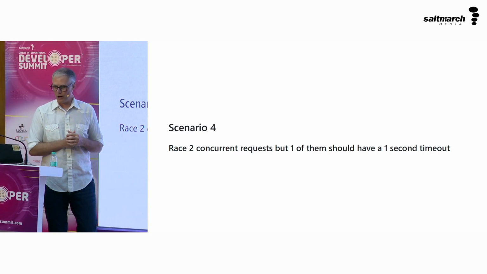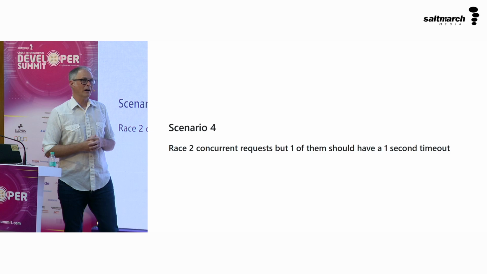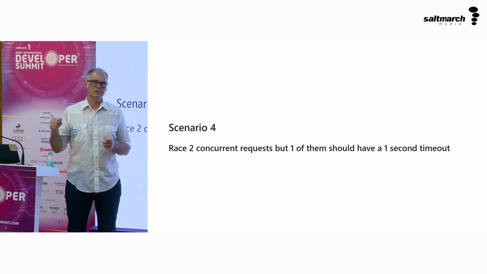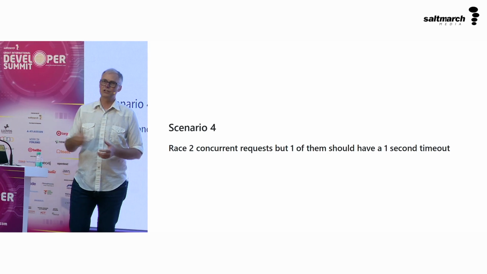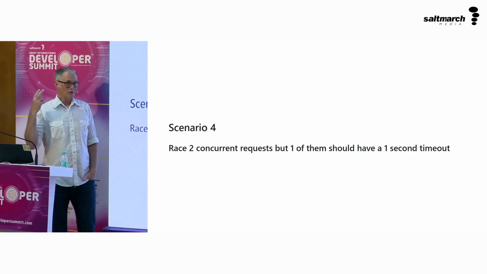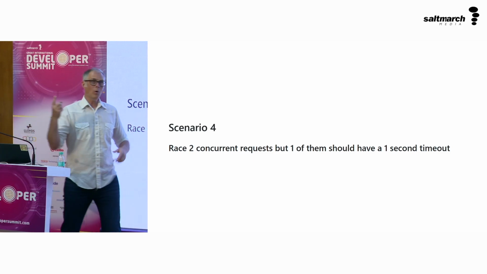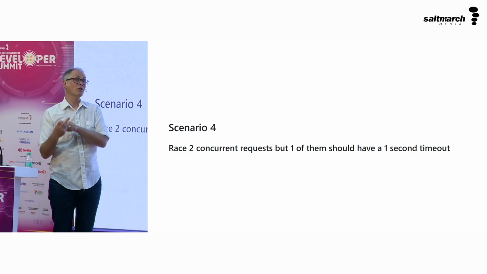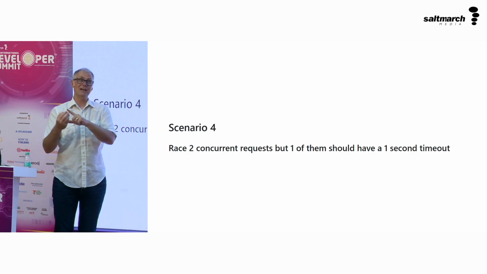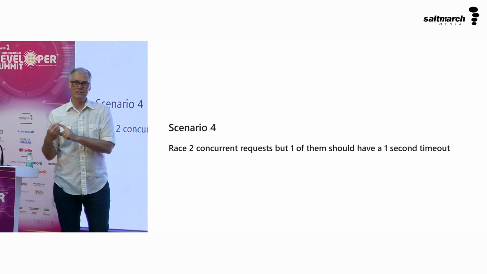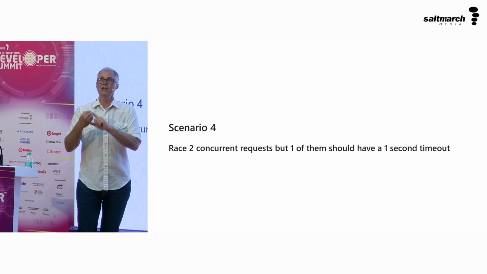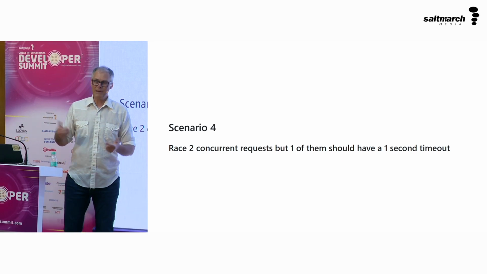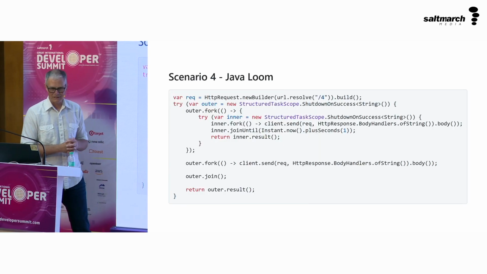For scenario 4, this is where we start to see some of the other operational pieces of what should be built into structured concurrency. We're going to make our 2 concurrent requests, but then one of them should open, wait 1 second, and then close from the client side. So we're going to put a 1 second timeout on one of our requests, and now we see how timeouts impact our structured concurrency. Let's look at some examples.